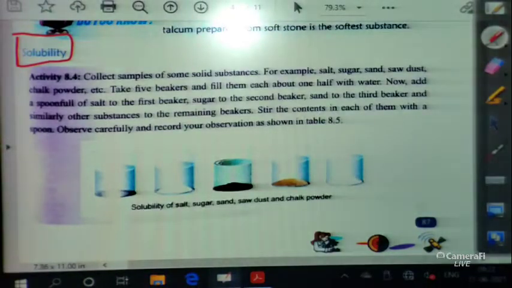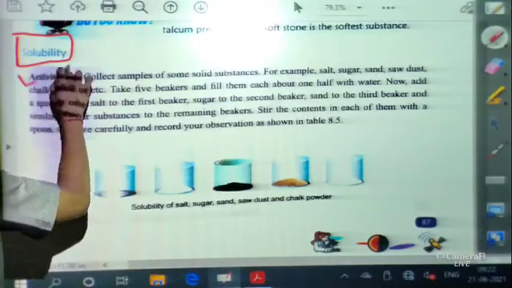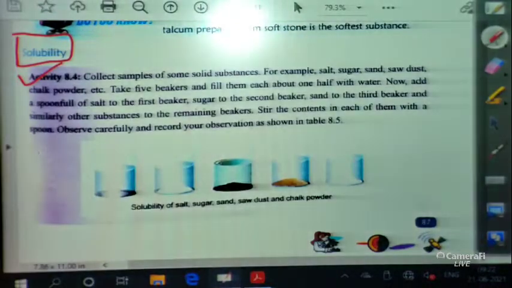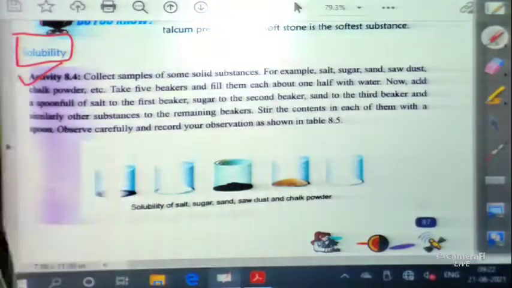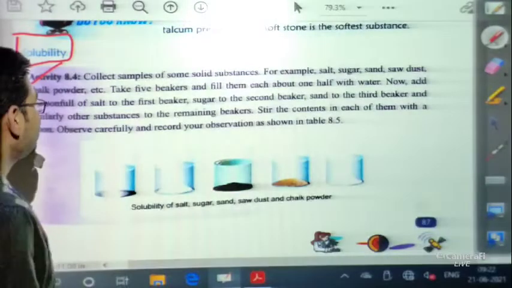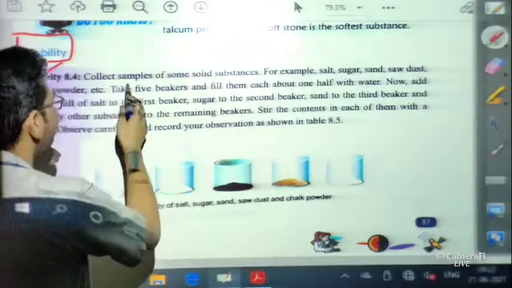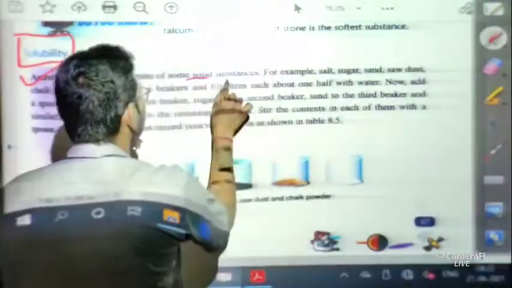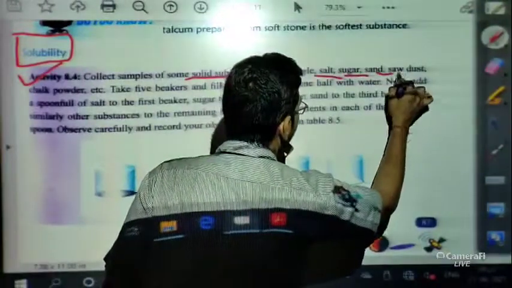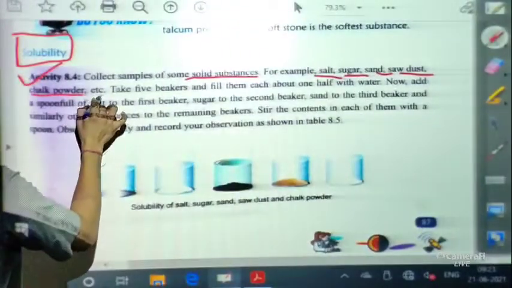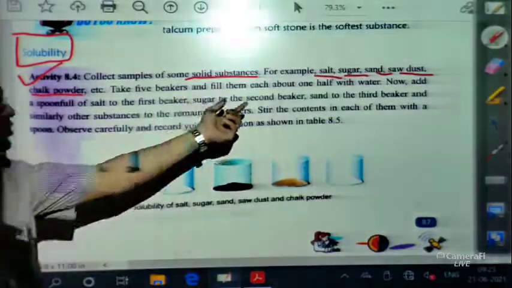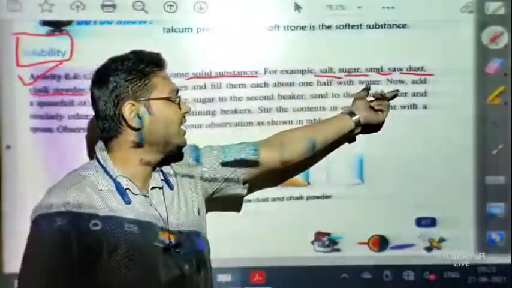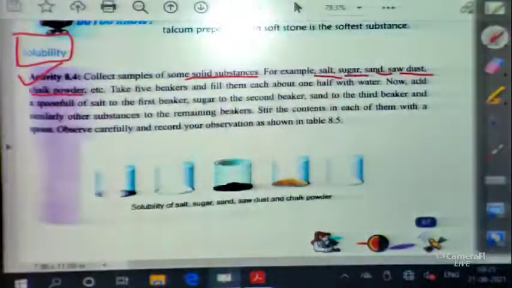Okay, what do we call solubility? So to understand this property, let us discuss this activity which we call activity 8.4. Okay, so what does this activity tell us, students? This activity tells us to collect samples of solid substances. For example, salt, sugar, sand, sawdust, chalk powder, etc. You can collect salt, sugar, sand, sawdust, and chalk powder.